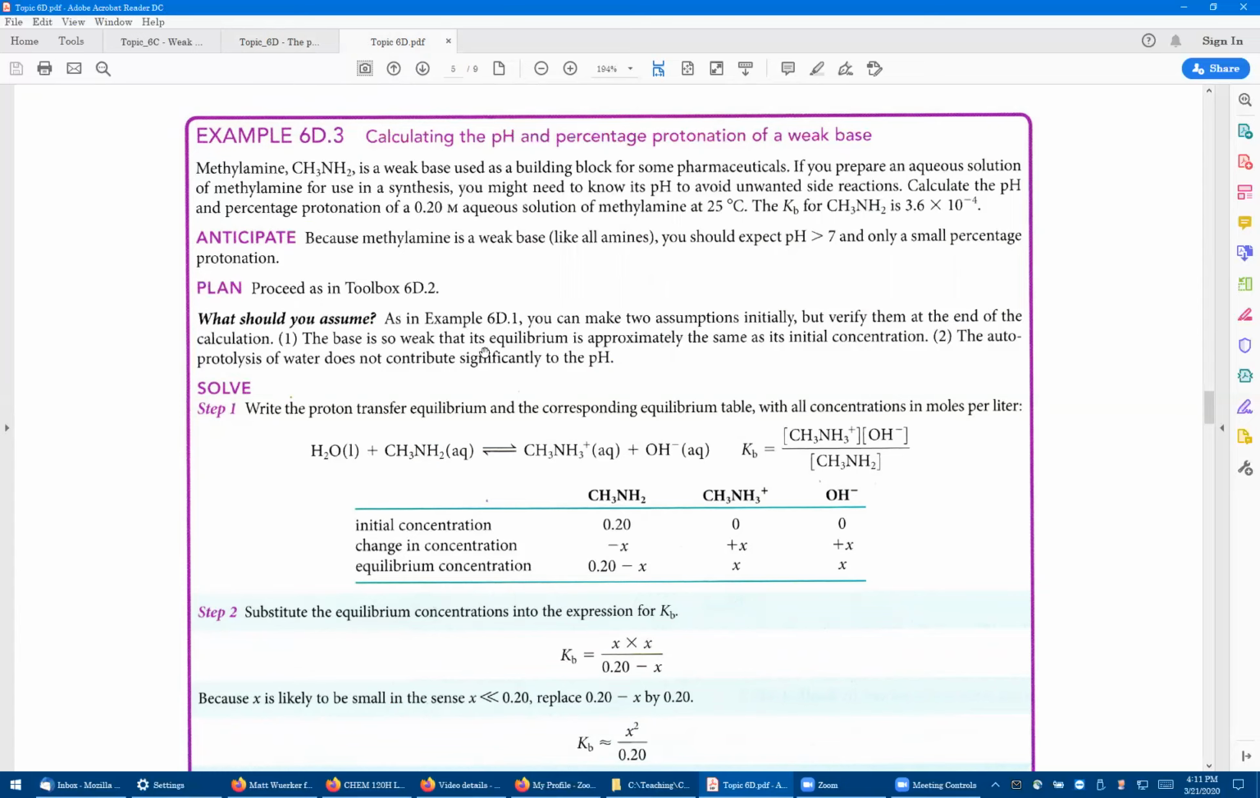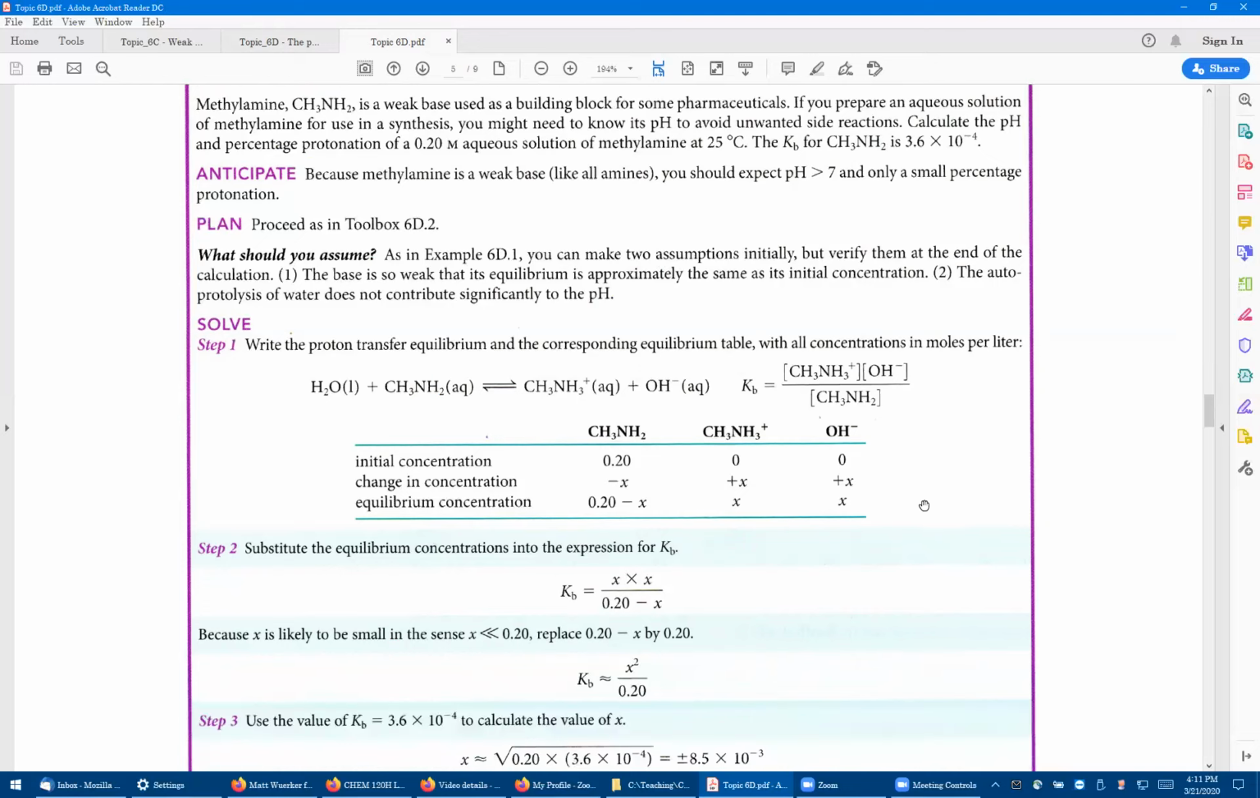Okay. Now, in this case, you're told that the initial concentration of the methylamine was 0.2 molar, and that the Kb for methylamine is 3.6 times 10 to the minus 4. So that's exactly analogous to the information we had when we determined the pH of a weak acid. So again, here's the equilibrium table that's set up. The initial concentration of methylamine is 0.2 molar. Methylammonium and hydroxide are both 0.